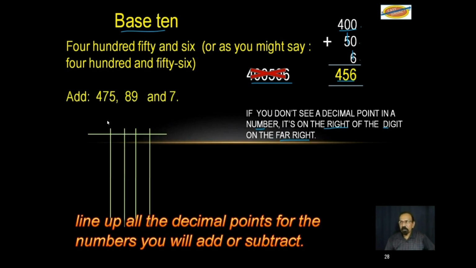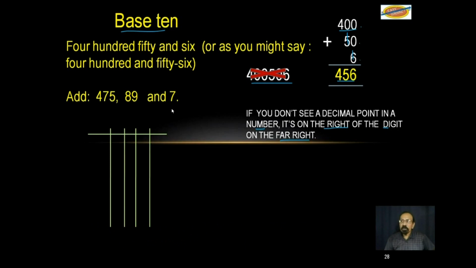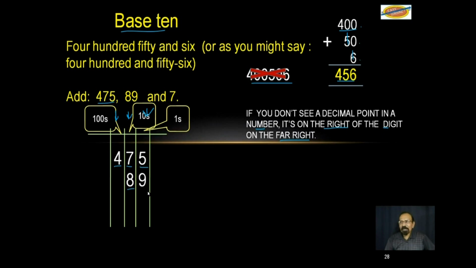If you have to add this, now you would have been doing this in maybe grade 1 or grade 2, where you draw columns and you say in this column here, you put the ones, the next column there, the tens, the next column there, the hundreds. So that 475 would be written like this: 475. The 89, that's 8 tens. You write the 8 in the tens column and the 9 in the ones column. And then this 7, the 7 ones, you draw a line like that and you add.